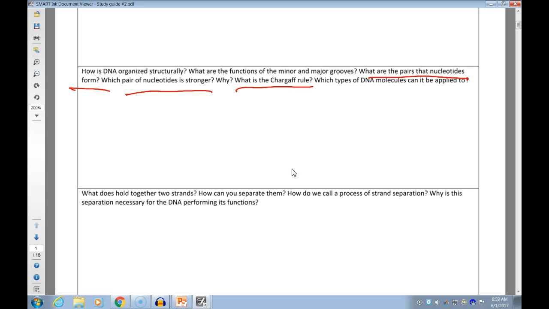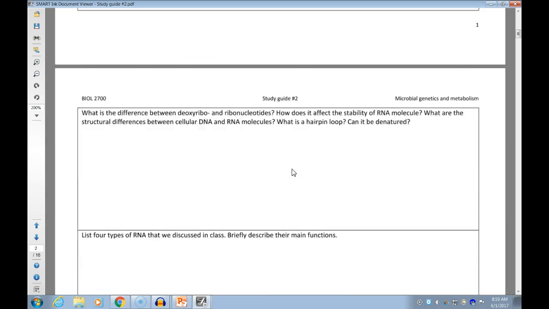Strands are held together by what? Hydrogen bonds, yes. If you separate them, you can separate them by heat. It's called denaturation. Why do we need to denature DNA? Why is it important that it can potentially be denatured? Yeah, so we can read it through, right? We can replicate it or transcribe it.